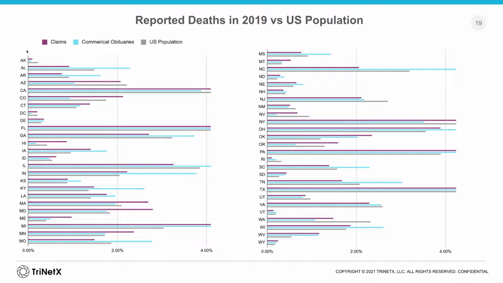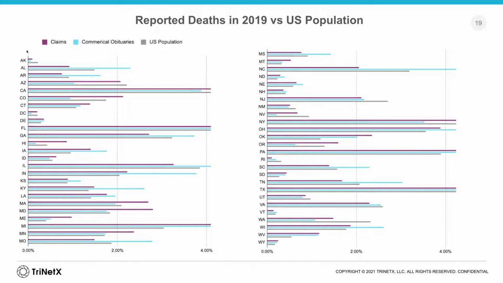Got it. And we do have one question from the audience about what a commercial obituary data source is. Is this funeral homes and newspapers? Can you speak to that question a little bit? Yeah, that's a good question. That's exactly right. When we're referring to the commercial obituaries, we're referring to any mortality data that's sourced from, for example, funeral homes, newspaper obituaries, online obituaries, anything kind of similar to that.